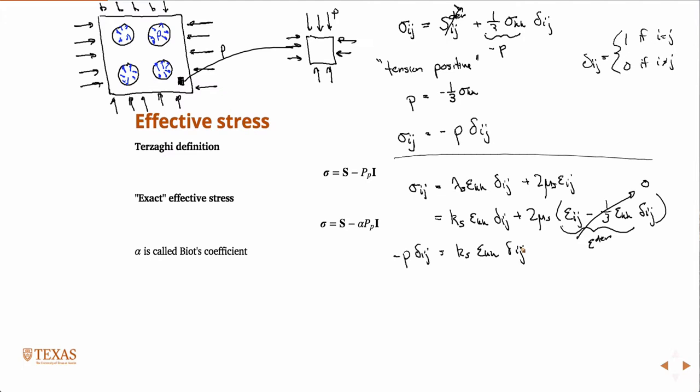And now, technically I'm using tensor notation, but technically these are like matrices, right? So it's like an identity matrix. And strictly speaking, I can't just divide by a matrix. I can multiply by an inverse, but I can't divide by a matrix. So in this case, what I can do is multiply on both sides by sigma ij.